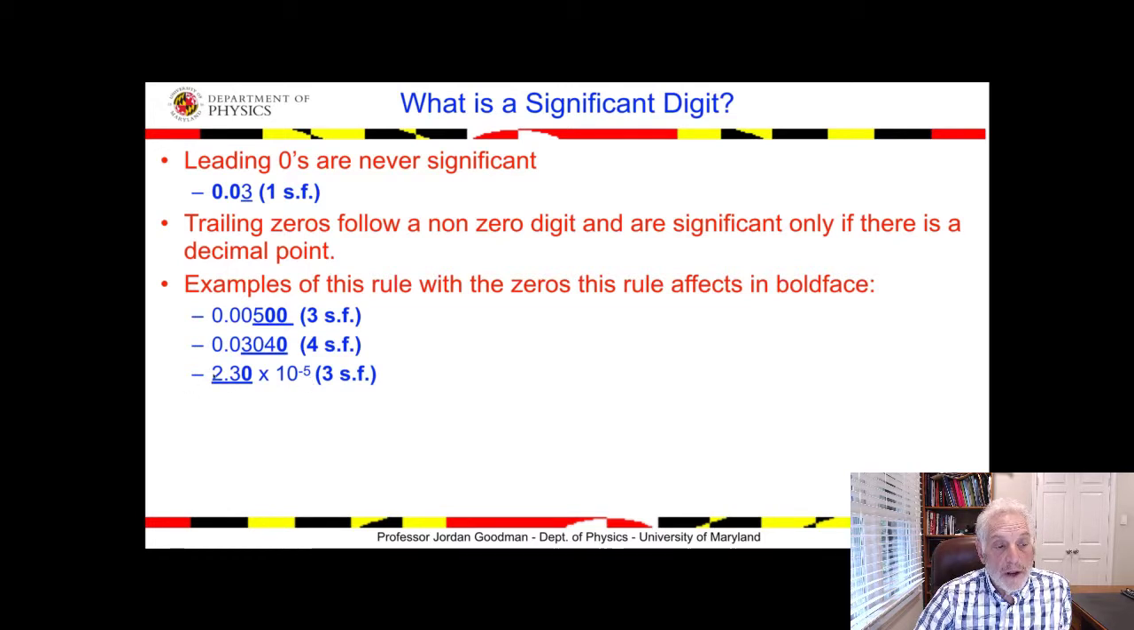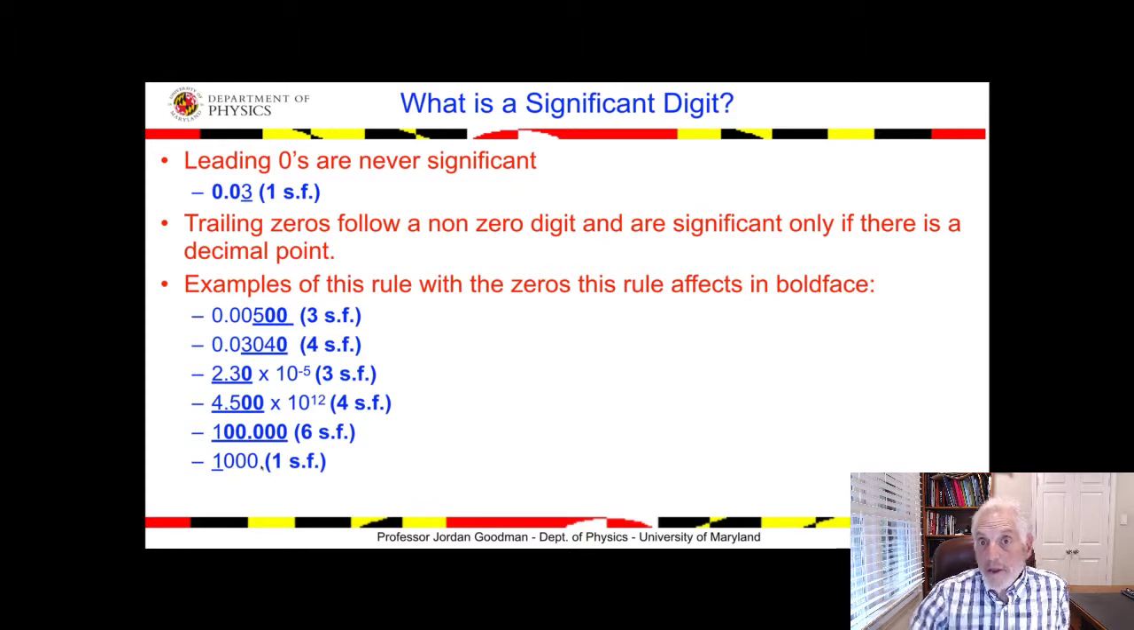What I get here is 3 significant digits because the trailing zero is following a decimal point. Same here with 4 significant figures, and in this case, you can see there are 6 significant figures in the 100.000. So it's 1, 2, 3, 4, 5, 6 significant figures. On the other hand, if I wrote just the number 1,000, there would only be 1 significant digit because we don't have a decimal point and trailing digits are never significant. Trailing zeros are never significant unless there's a decimal point.